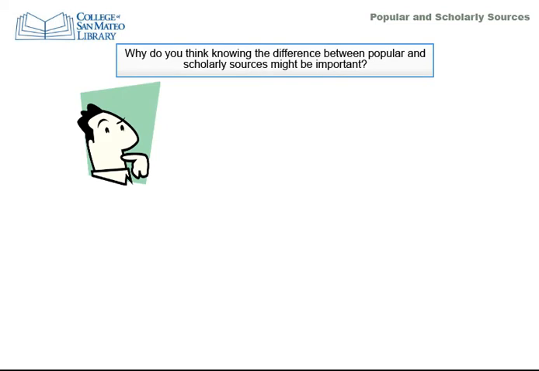Why do you think knowing the difference between popular and scholarly sources might be important?